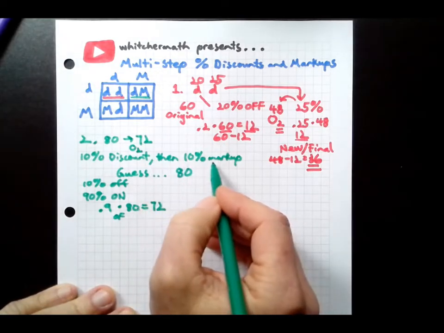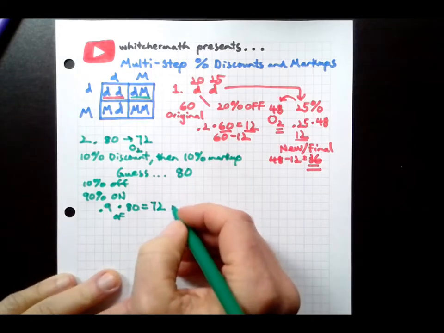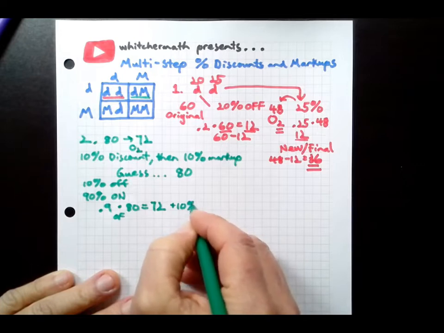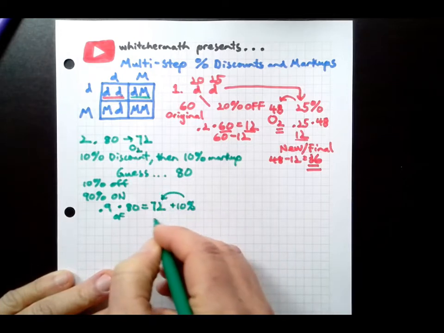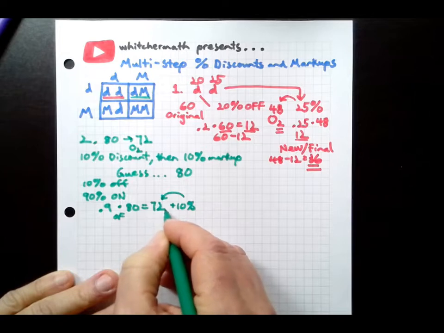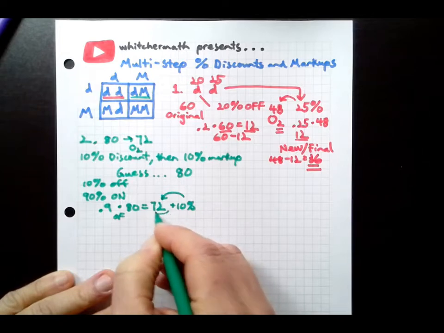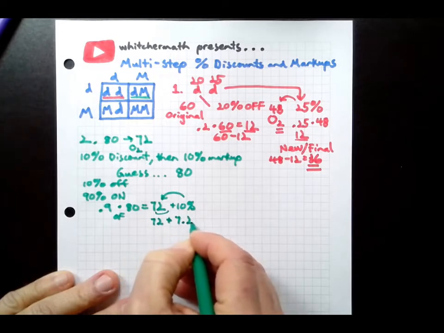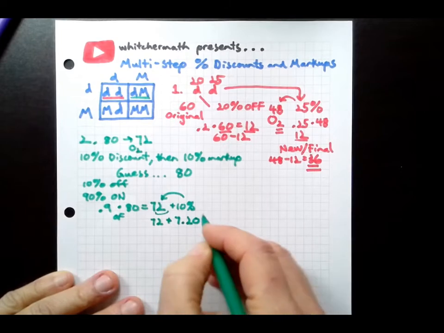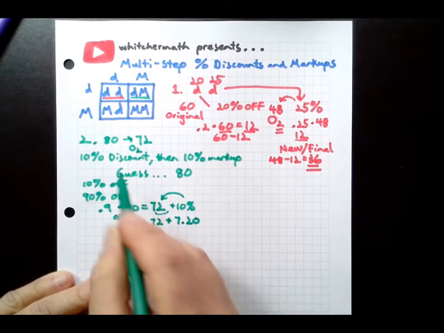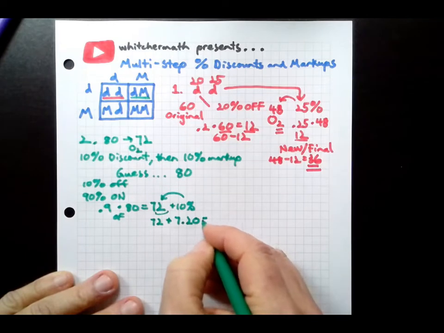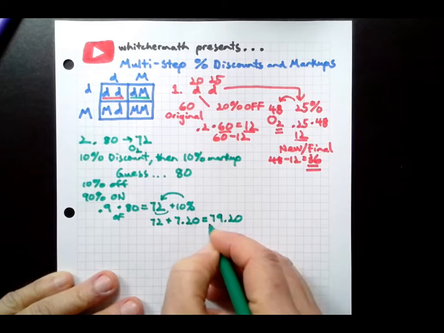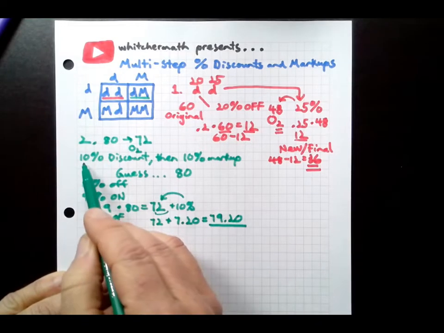So let's mark up the 72, which means we're going to add 10% to the 72, which is easy enough. We just move the decimal place over. So we're going to take the 72 and we're going to add $7.20, or 7.2 if you want to think of it that way. And do we get back to 80? The answer is no, we do not. 79.20.